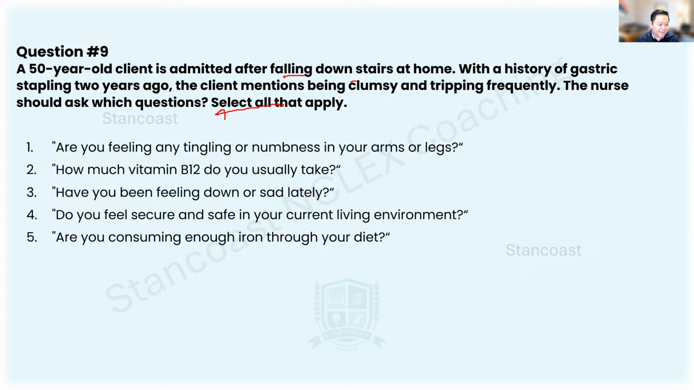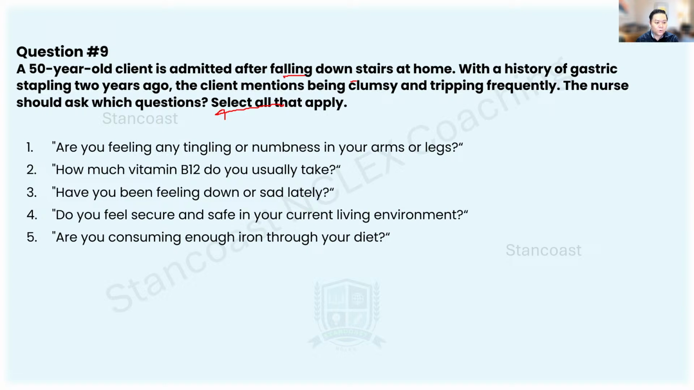So the correct answers for this test question are options 1, 2, 3, and 4. Again, that is 1, 2, 3, and 4. The nurse should ask the patient about the symptoms of pernicious anemia. That is very important, guys. Make sure that you do that. Ask them about the symptoms related to anemia, if they had that.